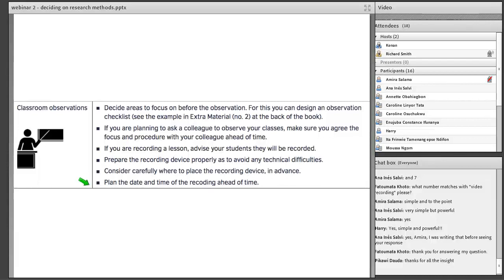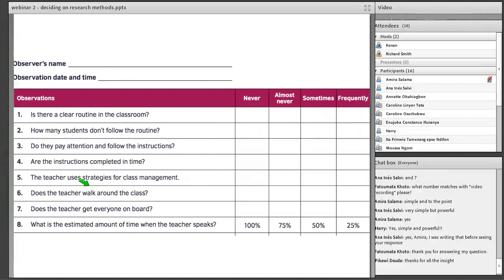If you're recording your own voice, then it can be near you. If you're recording students, it should be nearer to them if it's audio recording. And again, planning is very important, planning when it's going to happen. Now, I said I would show you a sample of an observation checklist.